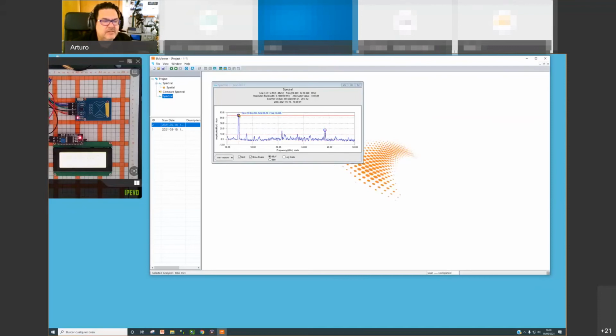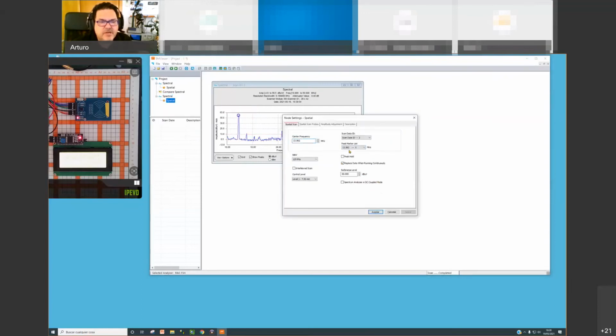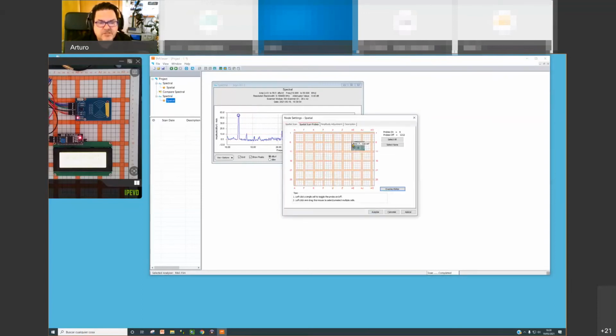Okay, and now we can do a spatial scan for this frequency. For 13.56 megahertz, 120 kilohertz. Let me see where the energy is.